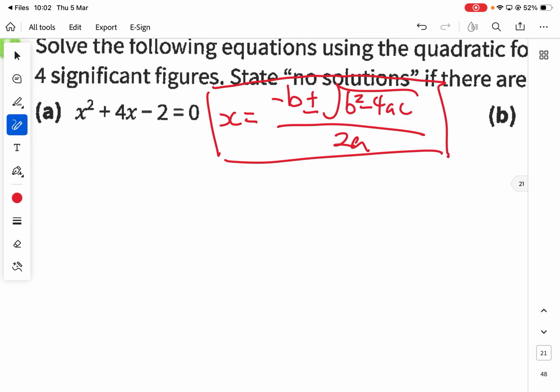Okay? So whenever we have a quadratic equation, the solution is always equal to this. X is this.